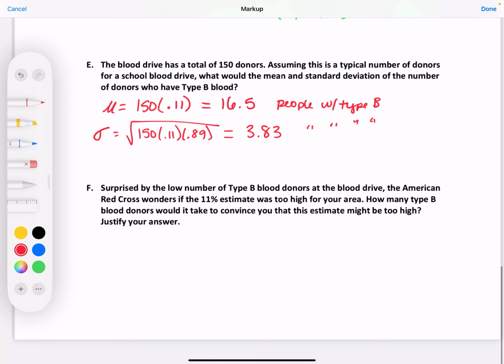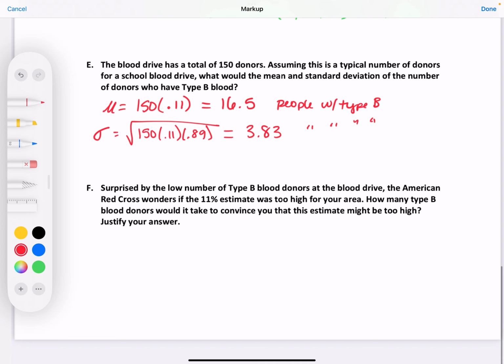So then, surprised by the low number of type B blood donors at the blood drive, the American Red Cross wonders if the 11% estimate was too high for your area. How many type B blood donors would it take to convince you that the estimate might be too high? So, N times P and N times Q are both greater than 10, so I don't have to worry about that. 10% condition, 150 people is less than 10% of the entire population of people. So we're good there. Now, obviously, each person's also independent, so we could account for that as well.